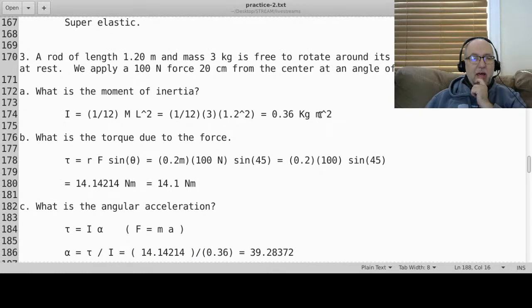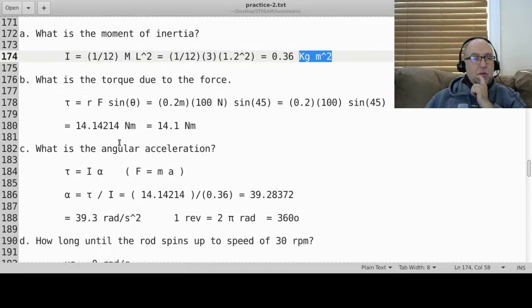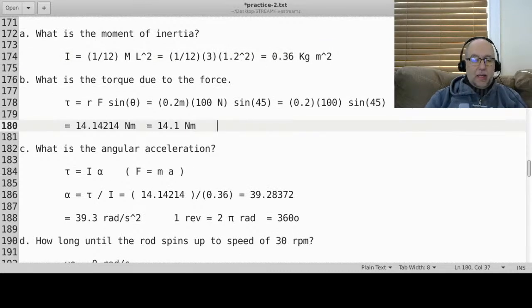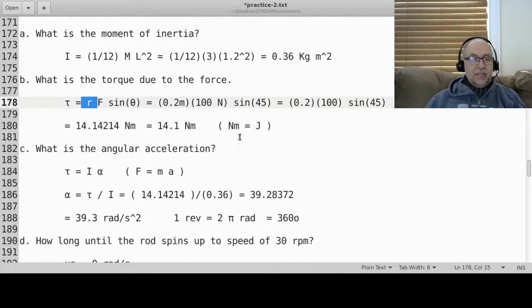Because if you take a look at the units of I, they're kilogram meters squared. And if you take a look at the units of tau, they're Newton meters. Technically speaking, a Newton meter could be written as a joule because it's also a unit of work, but no one ever writes it as a joule because it just looks funny to write a joule for torque. It's a Newton meter because remember, torque is a combination of force and distance. So Newton meter like that.